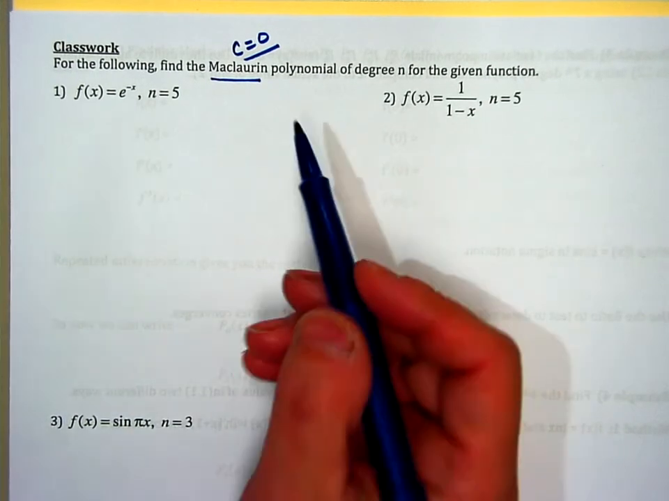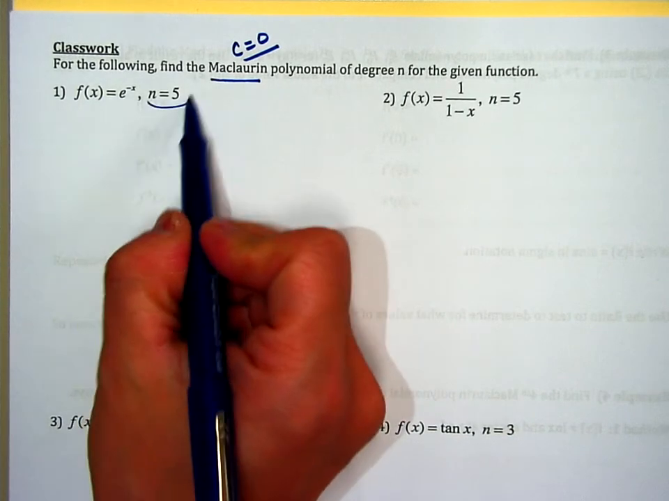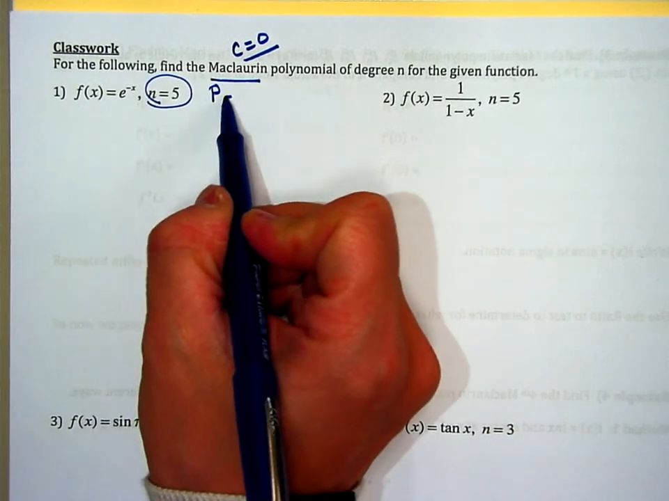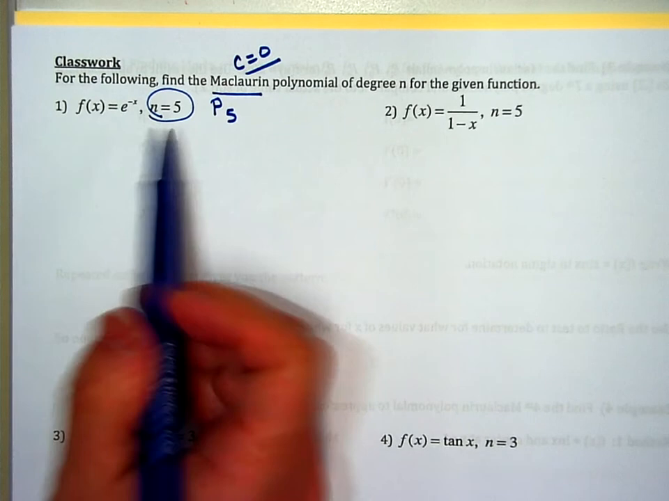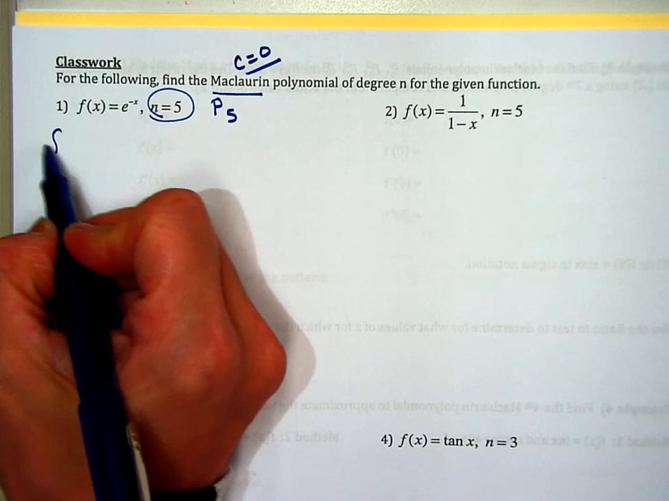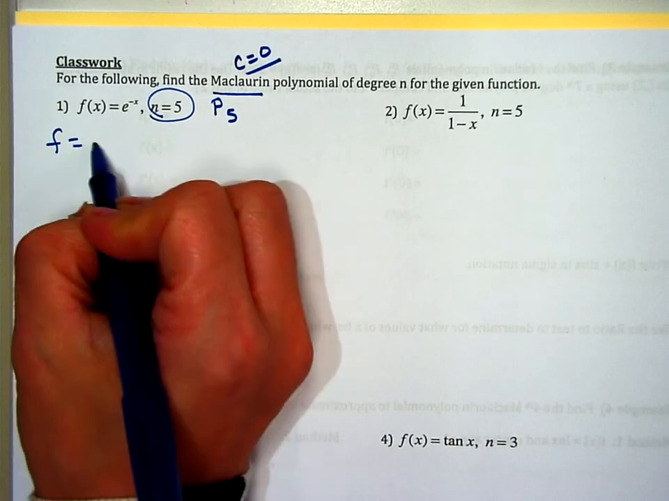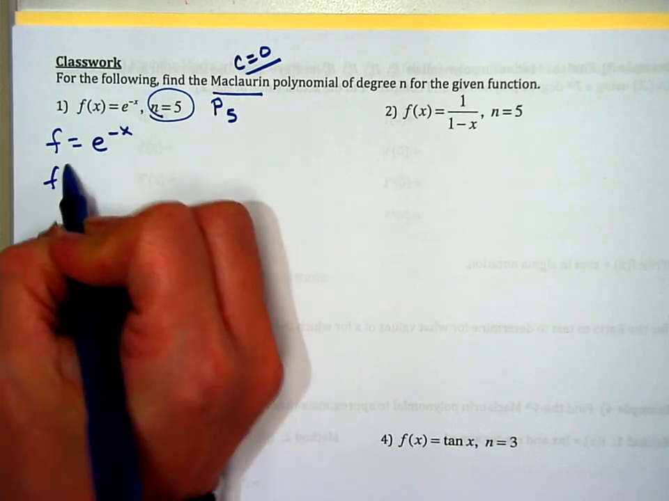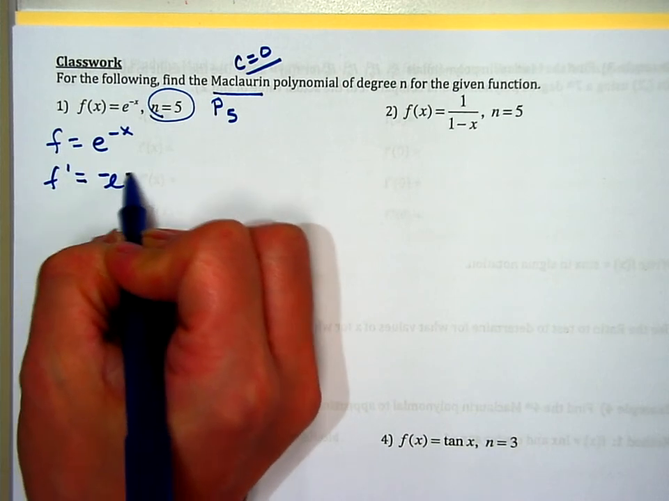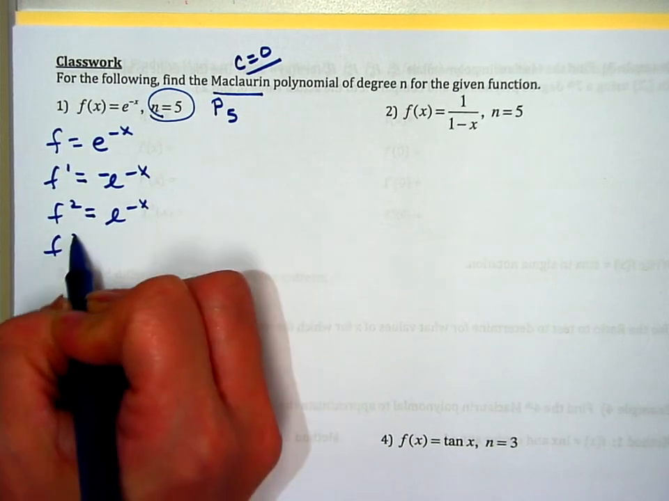This n equals 5 tells you what degree the final polynomial should be. So I'm going to come up with the 5th degree polynomial that is a good approximation to e to the negative x. So first thing I always do is you will need to come up with the first 5 derivatives. So the first, I'm going to rewrite the function, and then my first derivative is negative e to the negative x. Second derivative is e to the negative x, etc.